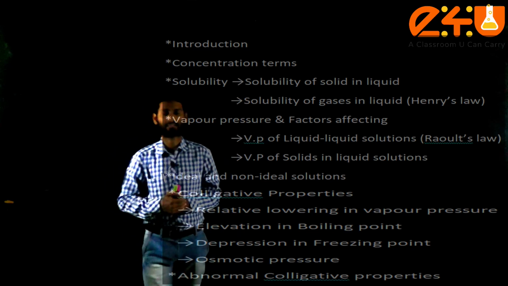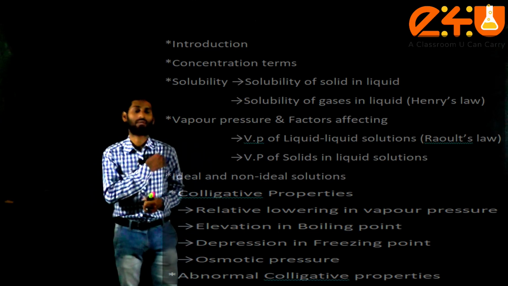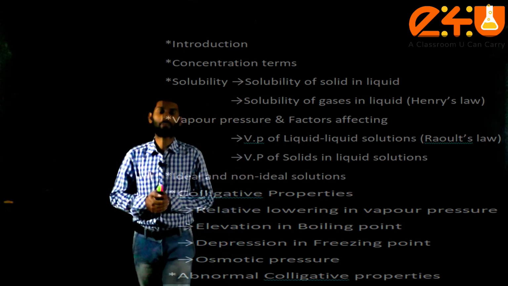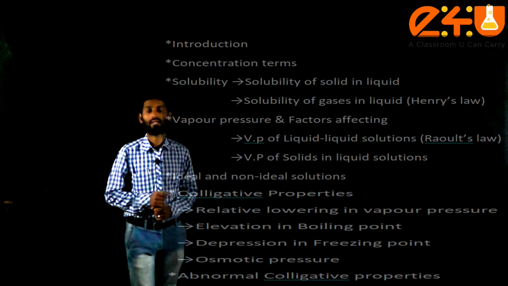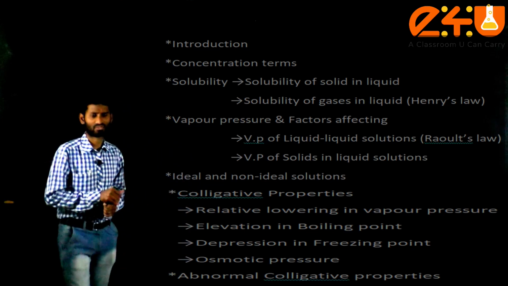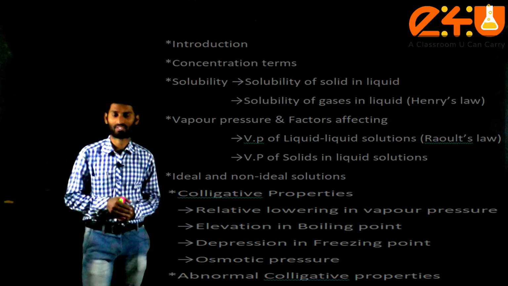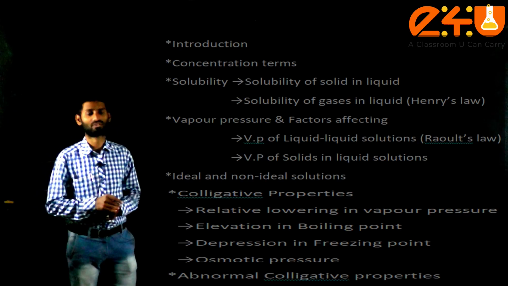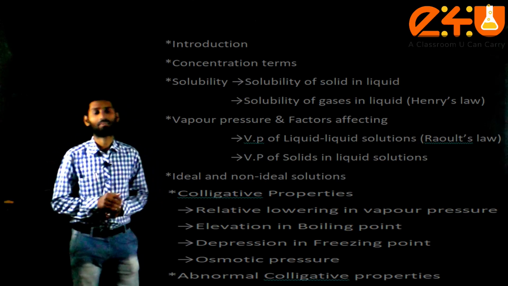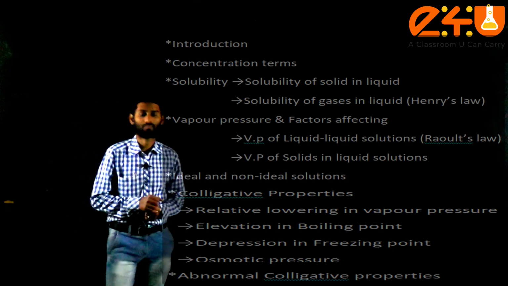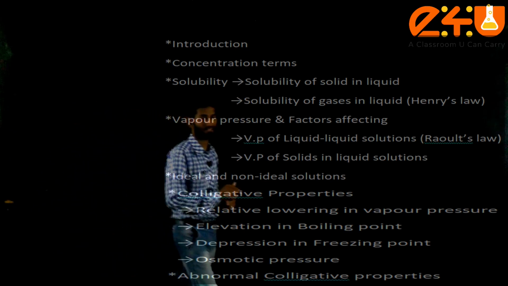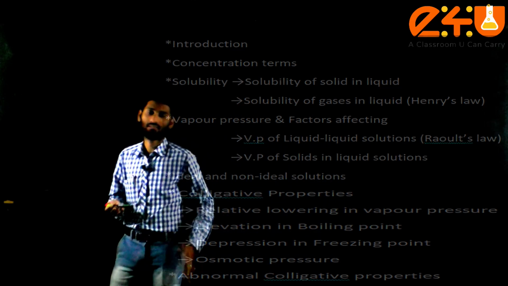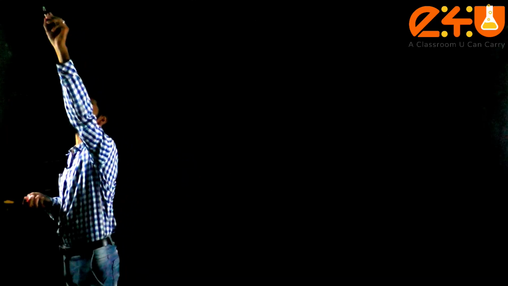Next, vapor pressure and factors affecting it. Next, vapor pressure of liquid type of solution, where we have one law, that is known as Raoult's law, and the vapor pressure of solids in liquid type of solution. Then very important types of solution, ideal and non-ideal solutions, and a very important property, that is colligative: relative lowering in vapor pressure, elevation in boiling point, depression in freezing point, and finally osmotic pressure. And finally we have to calculate the van't Hoff factor by using abnormal colligative properties. Now let us start with our topic, solutions.